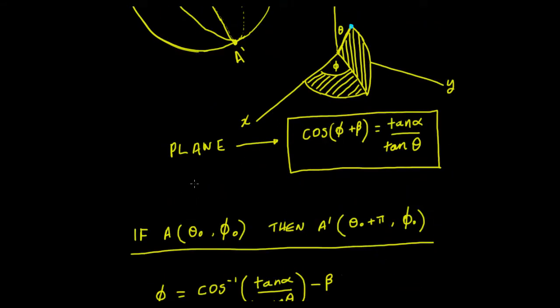Now what we have to do is show that if we pick a point on the plane, say the point A, which is (theta naught, phi naught), then in order for the conjugate to be diametrically opposite, the A dash, the conjugate point of A, would have to be (theta naught plus pi, phi naught), and that's what we're going to show using the analytic method that we derived in the previous video.